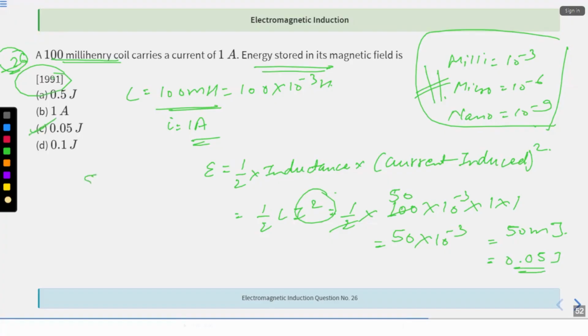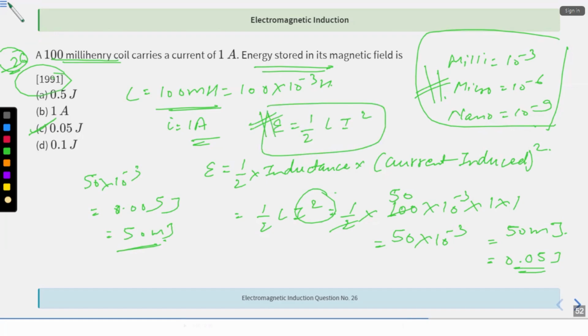Because 50 into 10 power minus 3 can be written as 0.05. So either write it like this or you can say it 50 millijoules. Both are correct. So it is a simple question. Just you have to know this formula. E is given by half Li squared. Knowing this formula will only work. So option number C, again a very simple one.